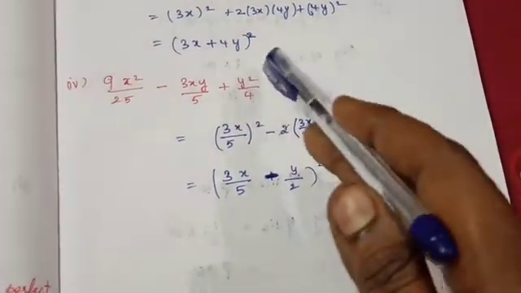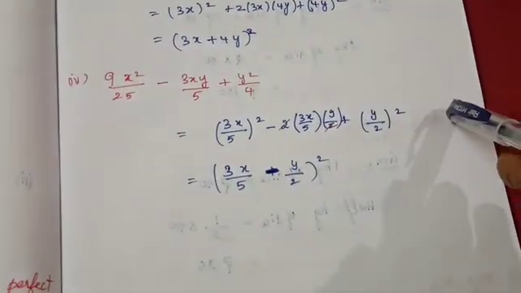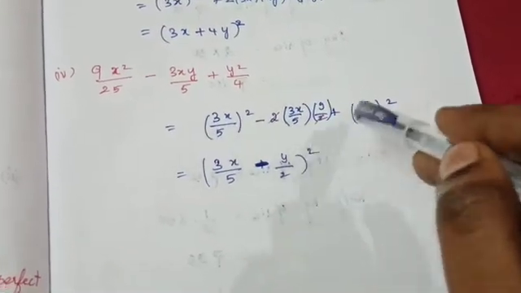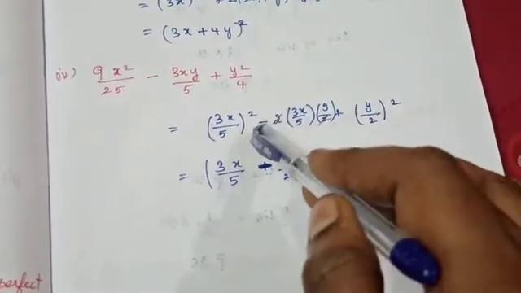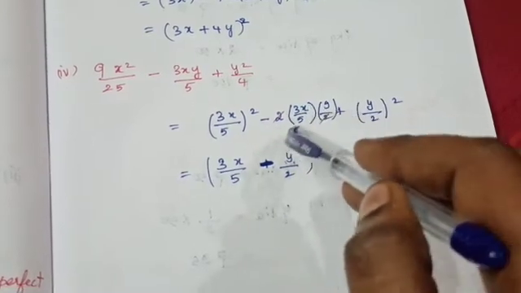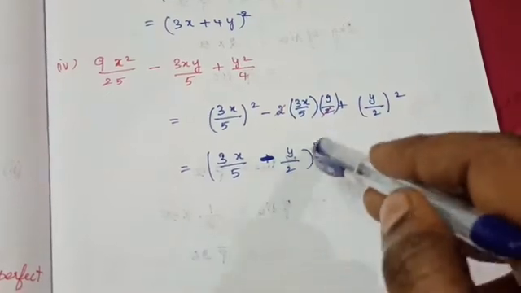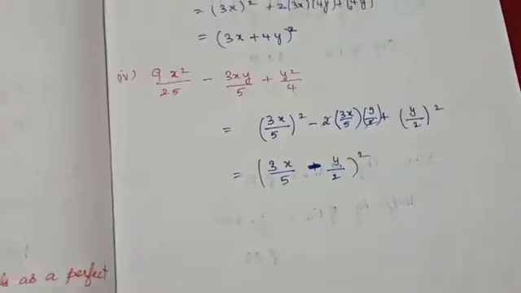The last one is y square by 4. So y by 2 the whole square. In the center part you write minus 2 into 3x by 5 into y by 2. These two are cancelled, so the remaining is 3xy by 2. The same only. So it is like 3x by 5 minus y by 2 the whole square.